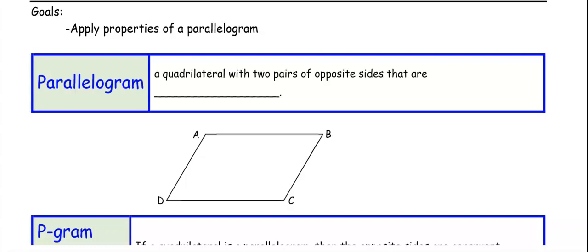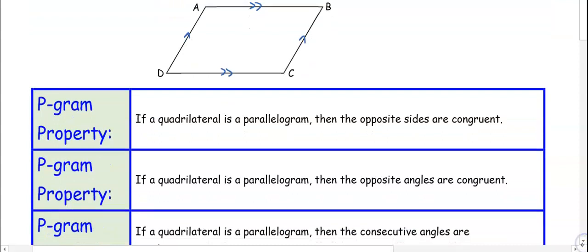This video is about applying the properties of a parallelogram. A parallelogram is a quadrilateral with two pairs of opposite sides that are parallel, which means that they are never going to intersect. So AB is parallel to CD and AD is parallel to BC. A couple other useful properties in parallelograms is that the opposite sides are congruent.